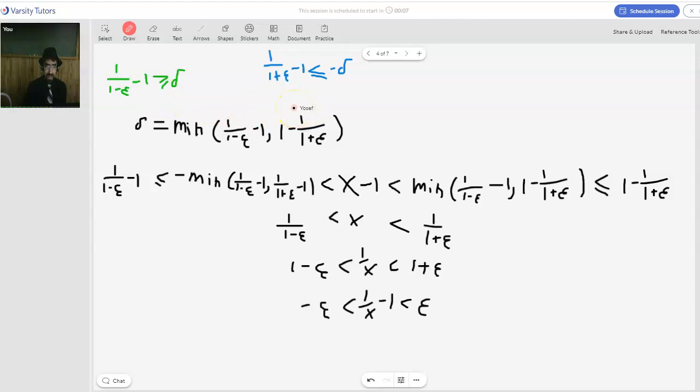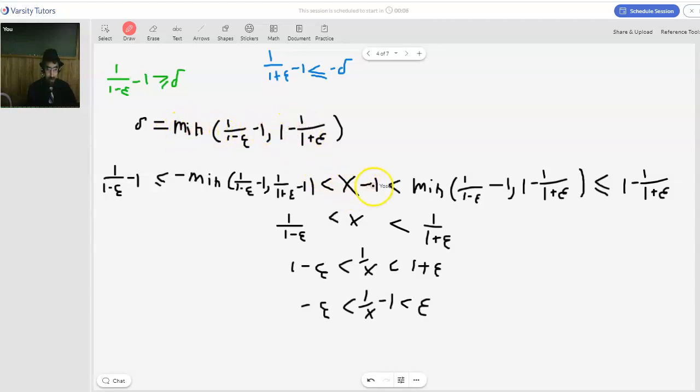And one thing that we can say, you're allowed to talk about this. Well, okay, we've got these 2 rules for delta. We can say this will work as long as delta is the minimum of these 2 numbers. So either delta is just fine if delta is less than or equal to 1 over 1 minus epsilon minus 1. If negative delta is greater than this negative thing, that means that our original delta has to be less negative than that. So we can set delta equal to the minimum of these 2 numbers.